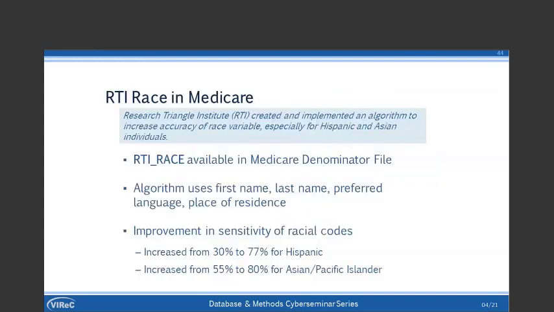And then, as we mentioned before, there is an imputed race variable called RTI_race. Research Triangle Institute created and implemented an algorithm to increase the accuracy of the race variable, especially for Hispanic and Asian individuals. Their algorithm used the first name, last name, preferred language, and place of residence, and they were able to improve the sensitivity of racial codes from 30% to 77% for Hispanic and from 55% to 80% for the Asian Pacific Islander group.